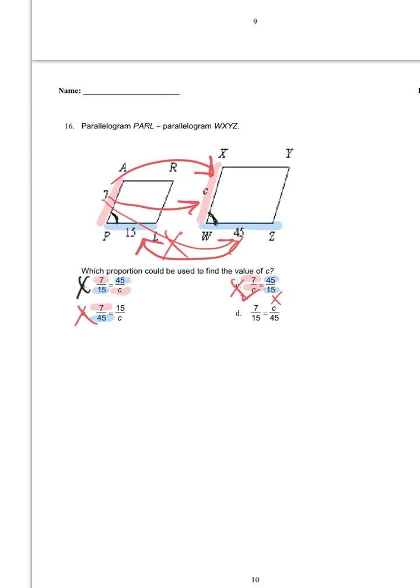Now I need to look at letter D. I go 7 over 15, so I do red over blue, which is perfectly fine, and I'm going to show this in a different color. I go 7 over 15. And then if you look at the next one, it is C over 45. Even though you're going within the same parallelogram, you're going in the same direction, which would be true. So D is your final answer.